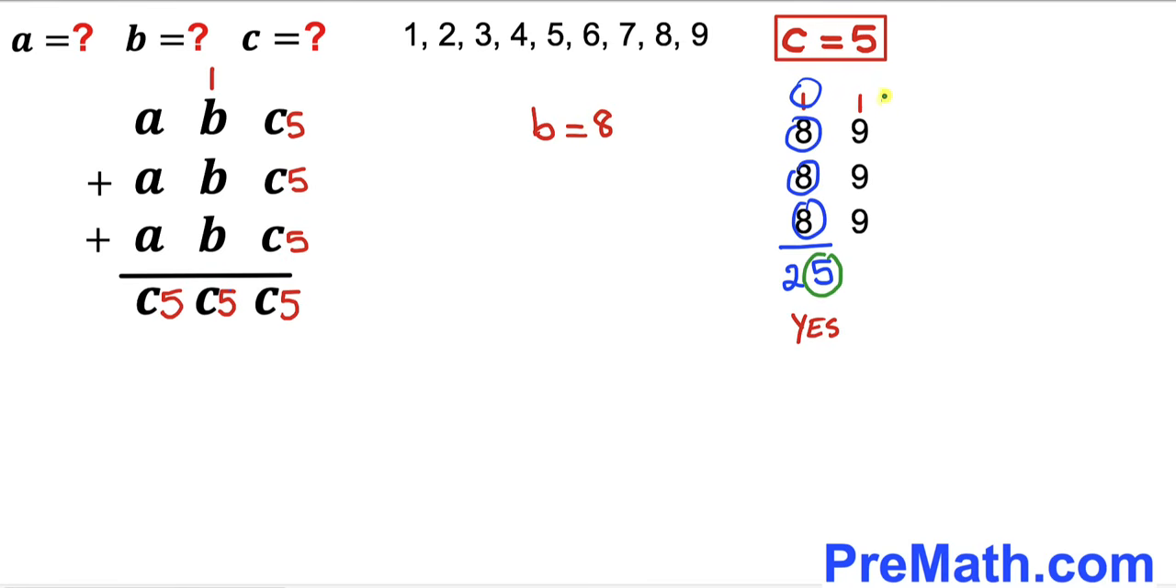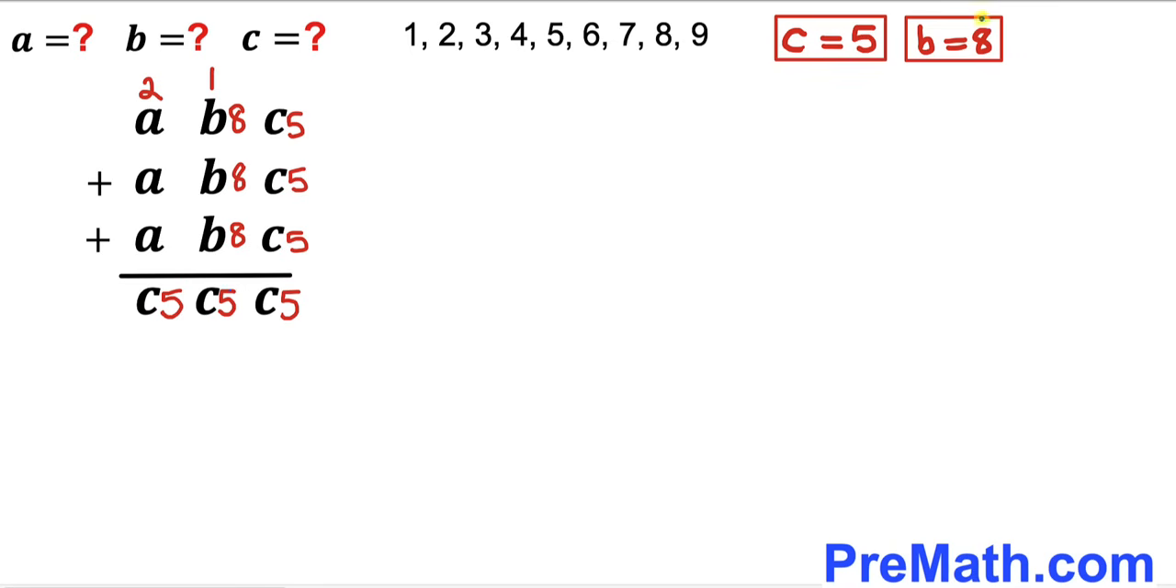And finally let's try 1 plus 9 plus 9 plus 9. If we add them, that is going to give us 28. And we can see this number 8 is not the same as 5. So therefore we are going to rule out this possibility as well. So thus we conclude that B equals 8 is our only option. And furthermore we are going to carry over to over here. So thus we figured out B equals 8 and C equals 5.